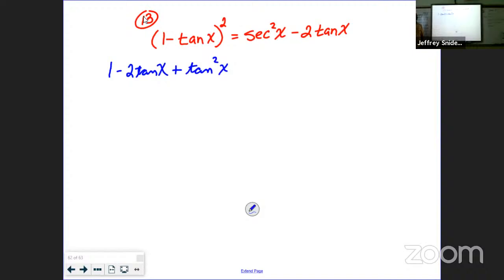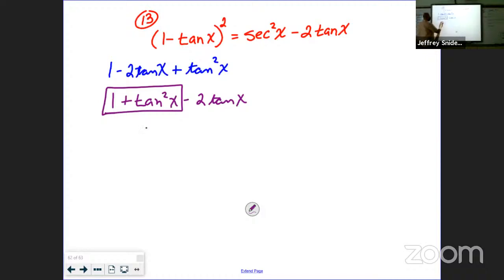Okay? Now, what everyone did is watch on the left-hand side. Just think about this. I'm just going to rewrite the order on the left-hand side. Rewrite it: 1 plus tangent squared x minus 2 tangent x. What is that? That's a Pythagorean, and that is secant squared x.